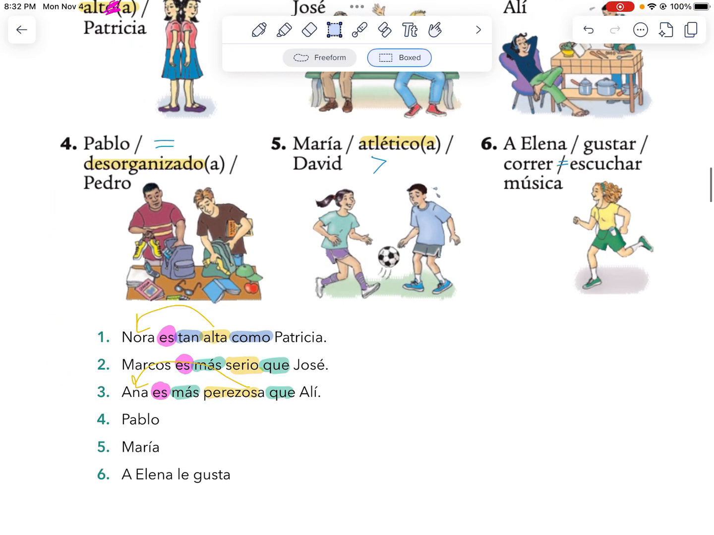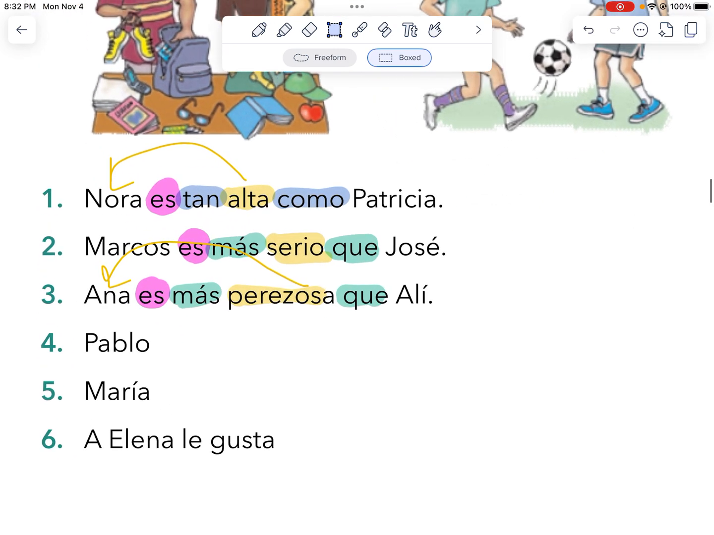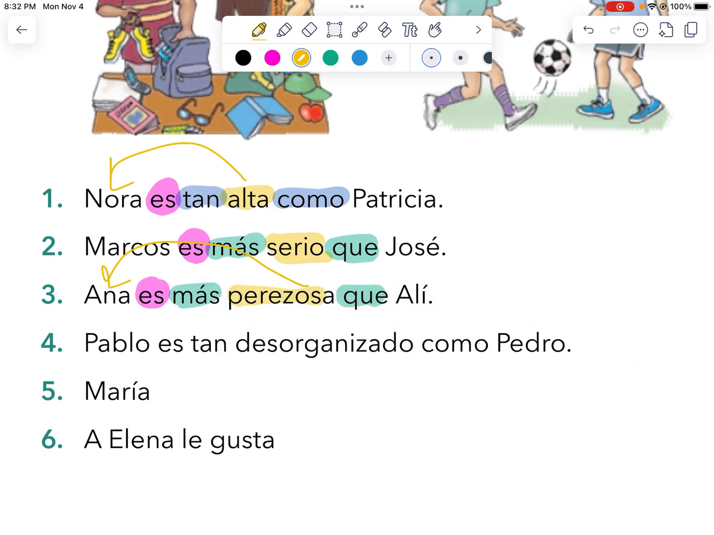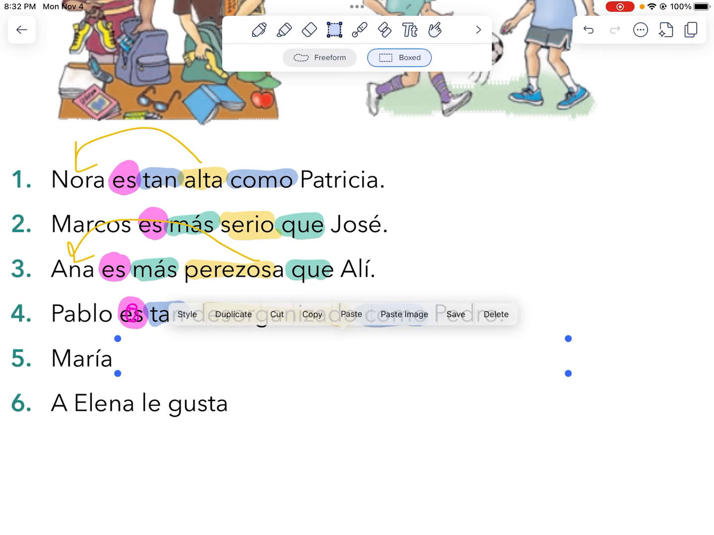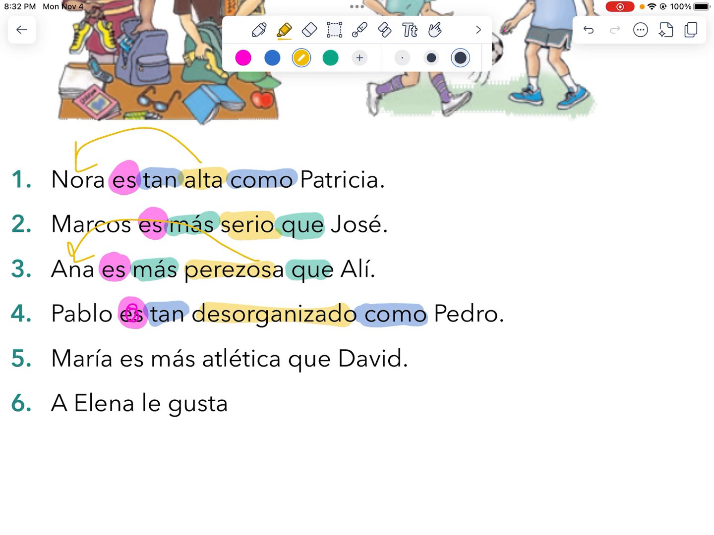Próximo, Pablo is just as disorganized as Pedro. Again, we start with our es. Pablo es, and then the same. Tan desorganizado como Pedro. Maria is more athletic than David. Gives us Maria es más atlética que David.